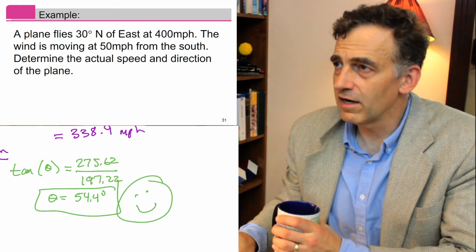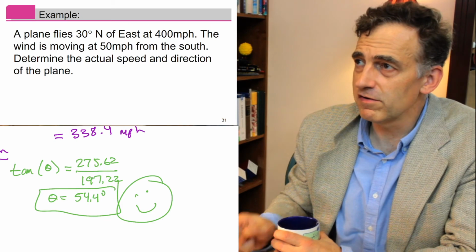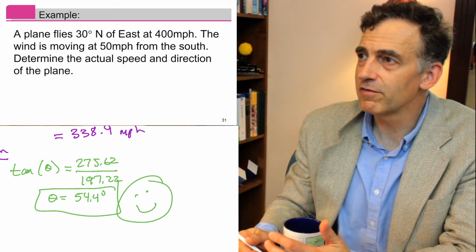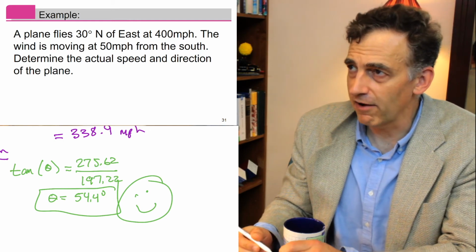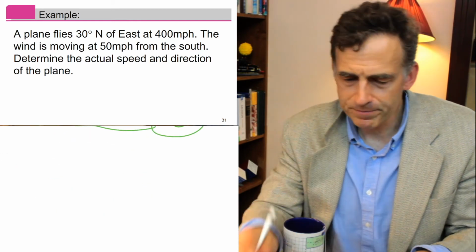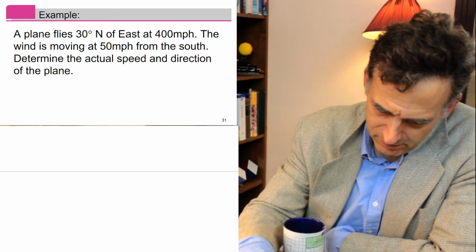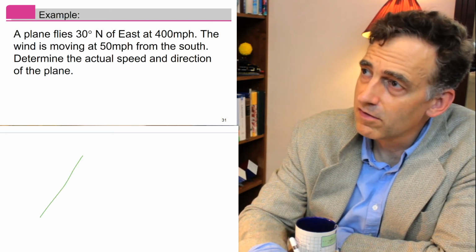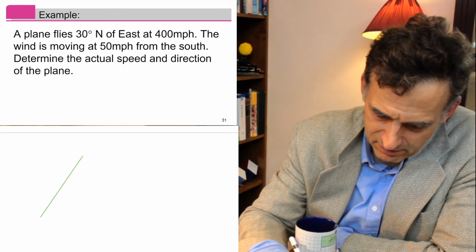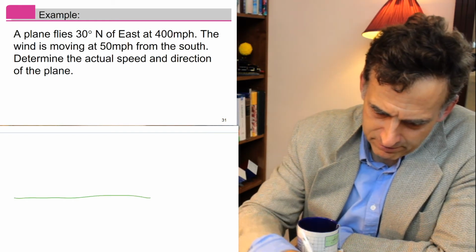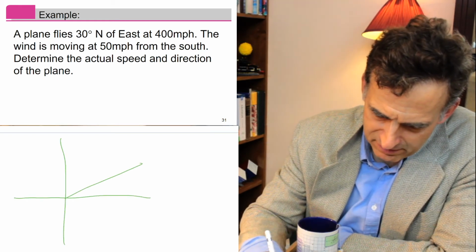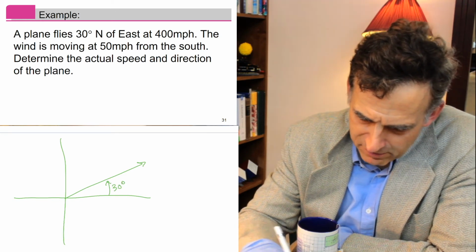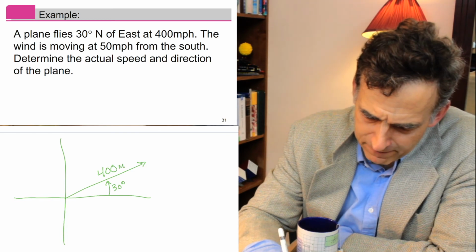So let's say that a plane flies 30 degrees north of east at 400 miles per hour, and the wind is moving 40 miles per hour from the south. Let's do this one a little quicker. So we have this. Whoops, that's not right. Let me draw my axes. We have this 30 degrees. And so here's the plane, 400 miles per hour.